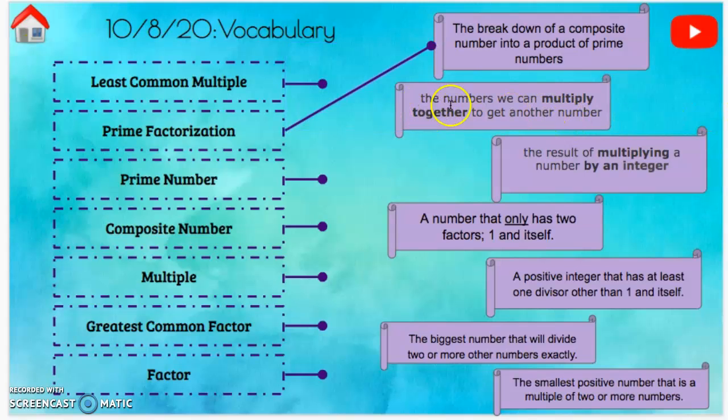How about this? The numbers we can multiply together to get another number. This is going to be our factor. So the numbers that you can multiply together to get another number. Factor.